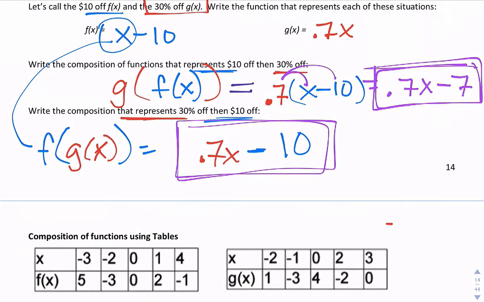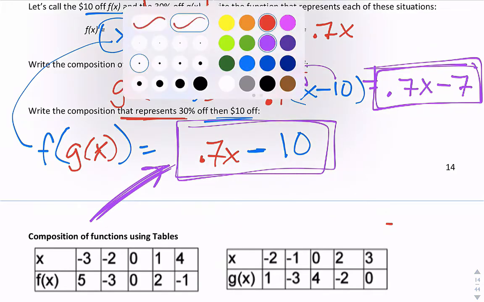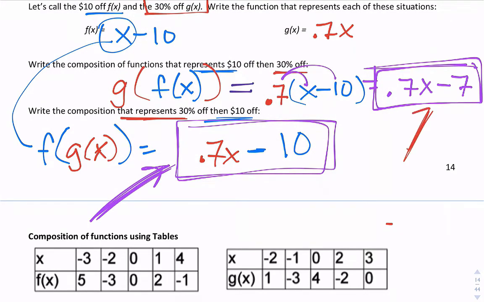We can see which one saves the customer more, this one, because you take 70% of a number and subtract 10. This one will save the store more because it saves the customer less. So if they take $10 off first and then take 30% off, it will save the store more money. So this is the option that the store would want to use if they wanted to save more money or earn more money, save the customer less.